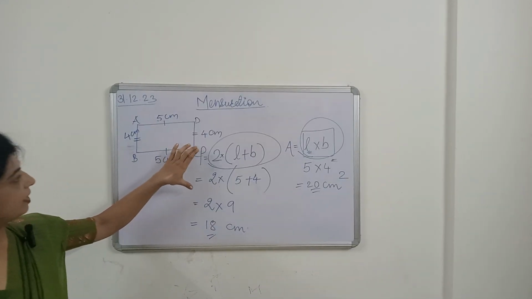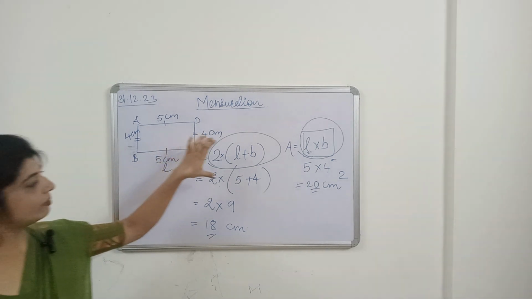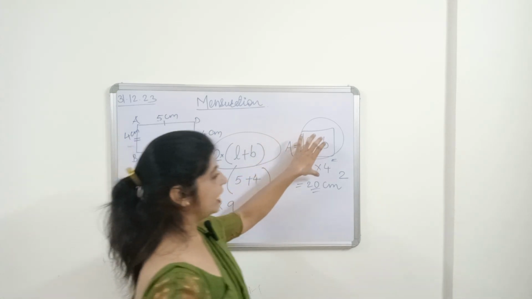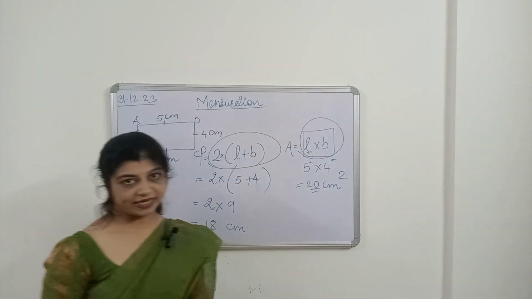So to calculate the perimeter of a rectangle, what formula do we use? 2 in bracket length plus breadth. How the formula is derived, I tried to clarify. Similarly for area also, length into breadth.